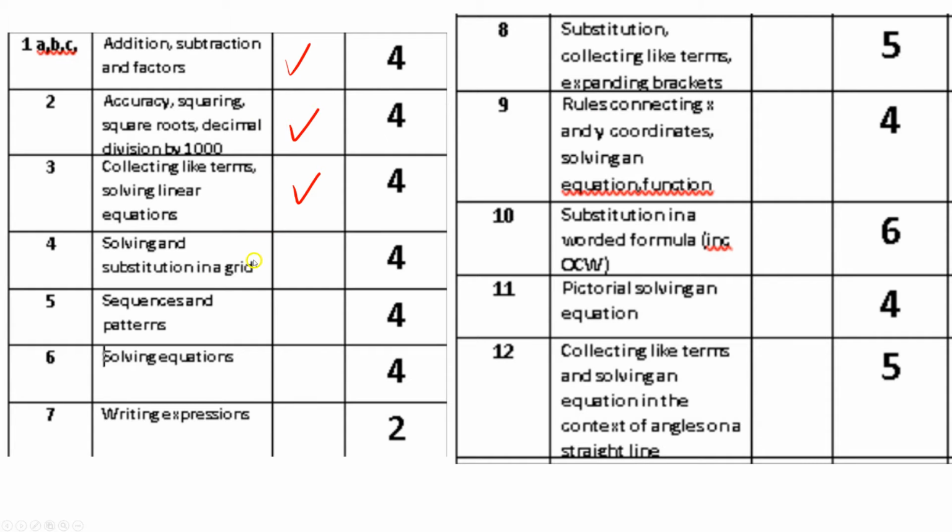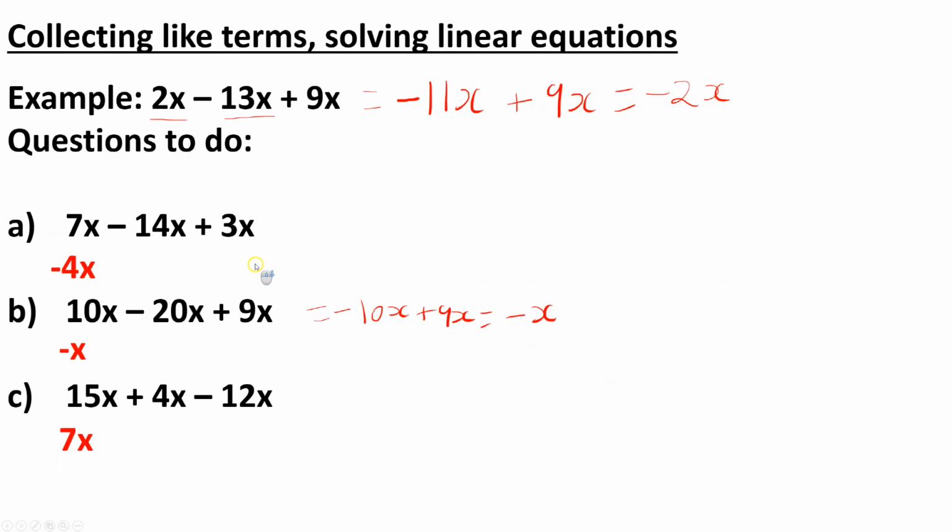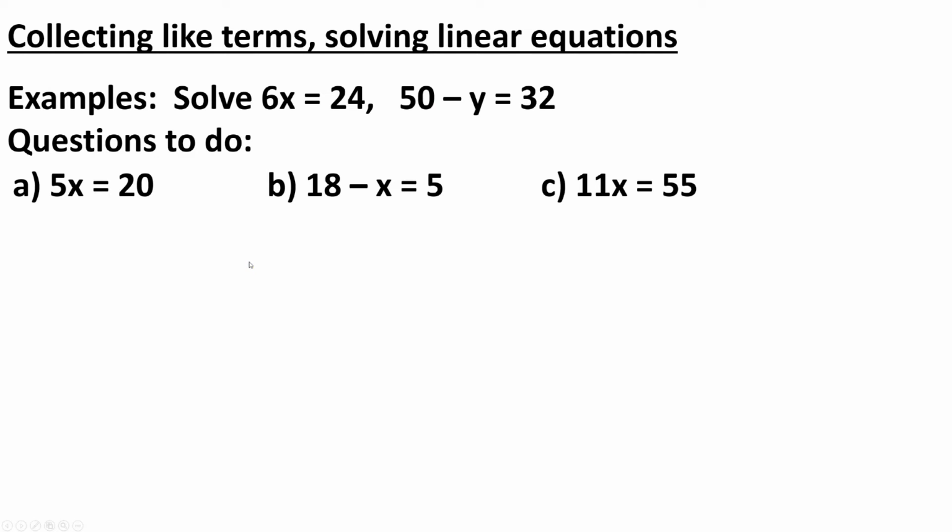So now let's move on to solving and substitution in a grid. So here are some equations that we want to solve. In the example, I have 6x is equal to 24. Now this really means that 6 multiplied by x is 24. To get x on its own, I circle the multiply by 6, and to bring it down to the other side of the equation, I need to do the opposite of times, which is divide, so I need to do 24 divided by 6. Thinking about our times table, 6, 12, 18, 24, we see that 6 goes into 24 4 times, so x is 4.